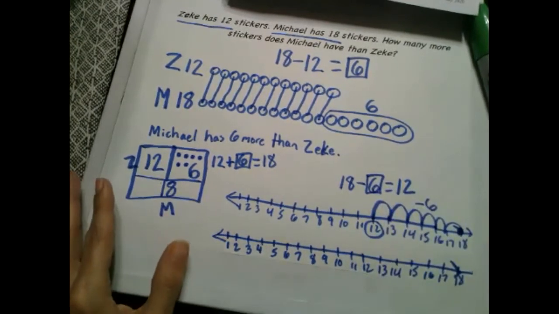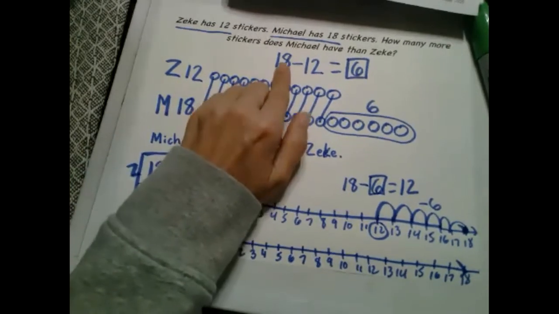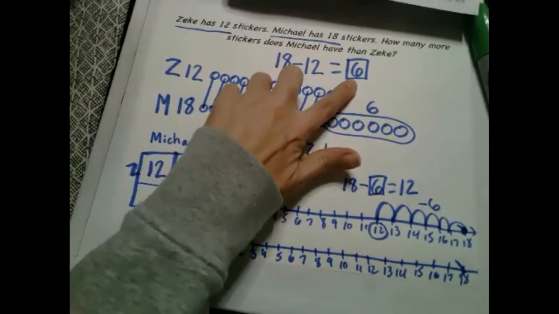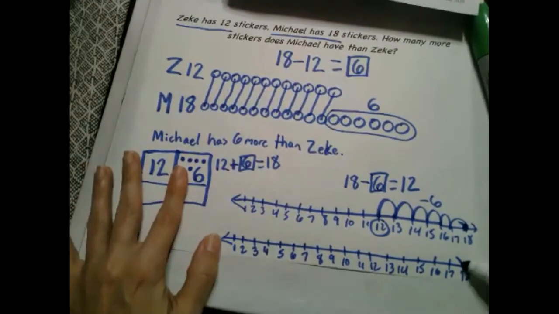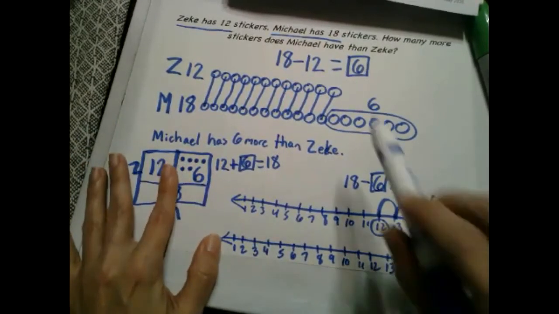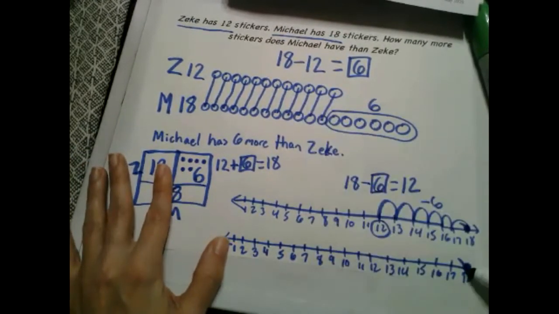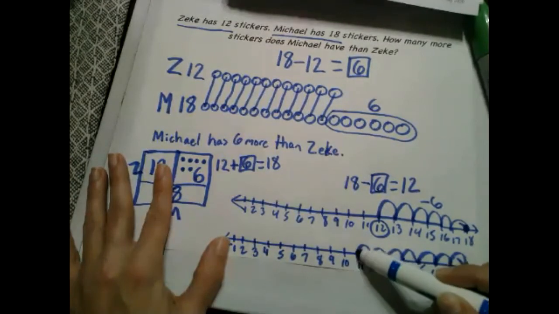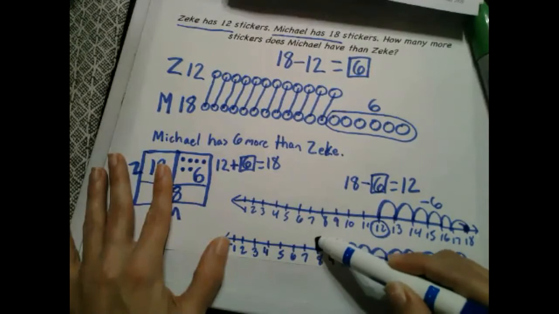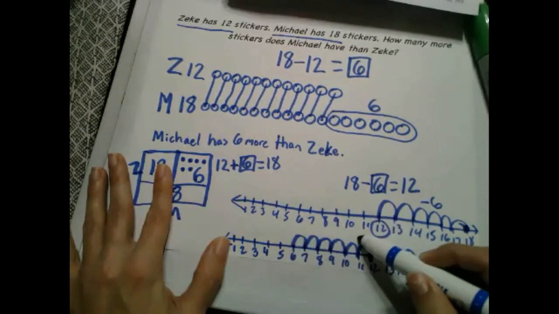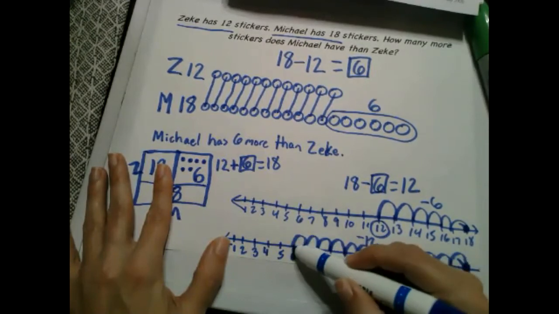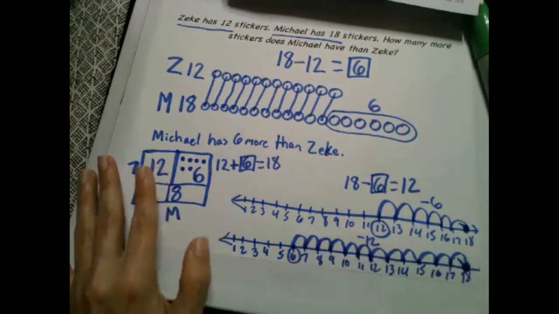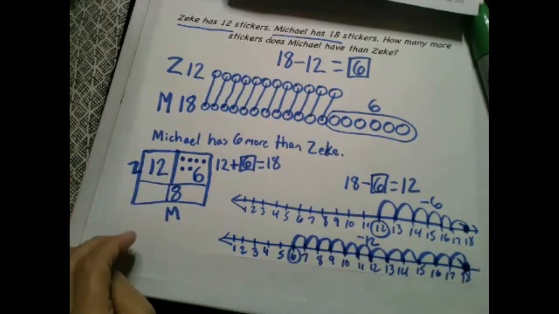Now I could have also used my original equation, which was 18 minus 12 equals 6. I could start at 18. I could minus my 12. 1, 2, 3, 4, 5, 6, 7, 8, 9, 10, 11, 12. So when I minus my 12, my answer is still 6.